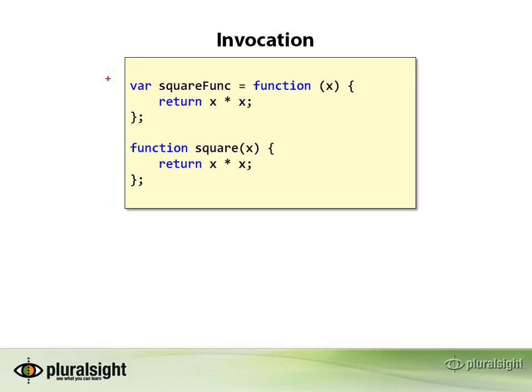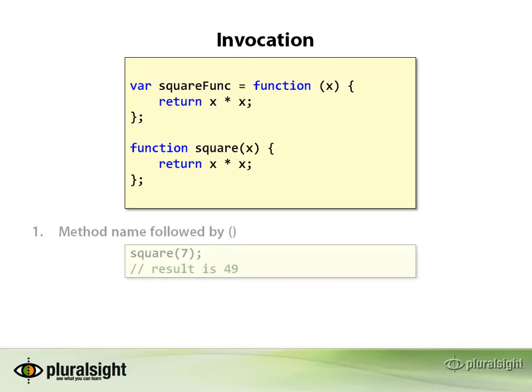The first time is the anonymous function assigned to a variable style, and the second one is just the standard function declaration. Now, in the case of the second example here, the function is invoked by using the function name followed by parentheses. So if we were to execute square, pass 7 as a parameter, then we would get a result of 49.